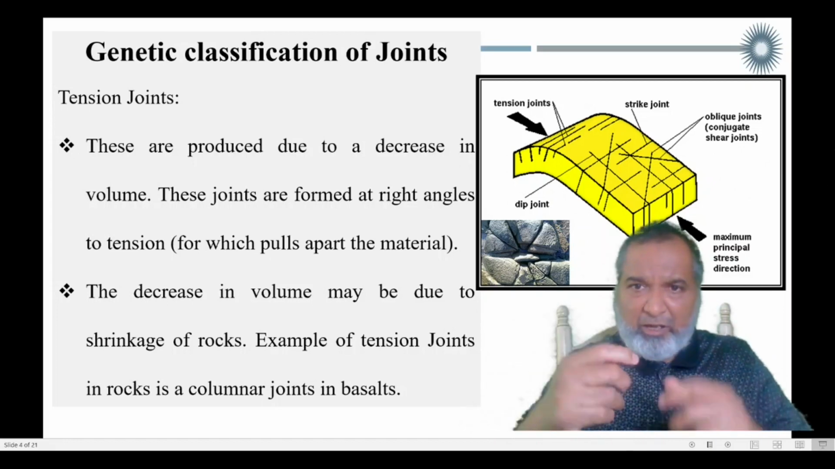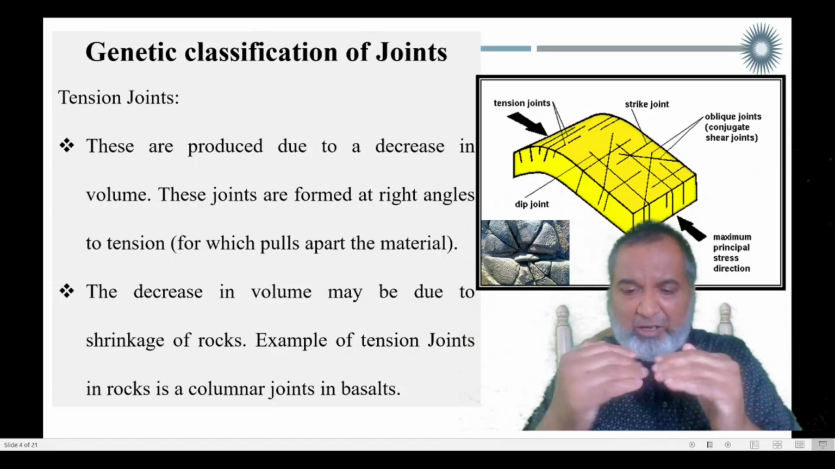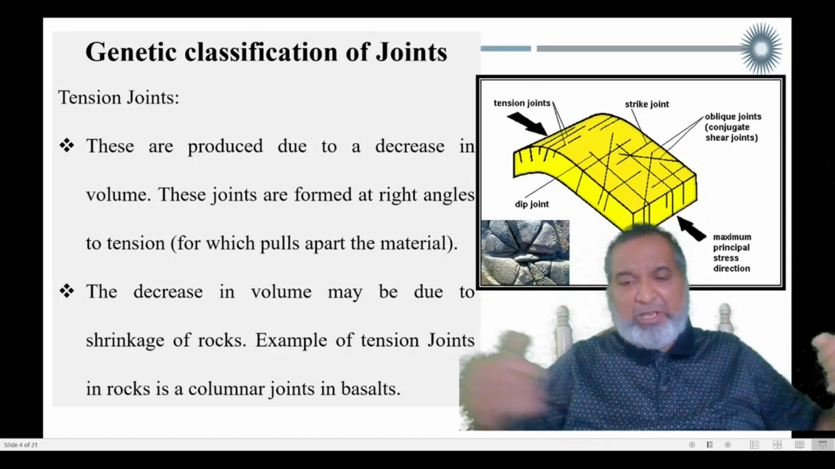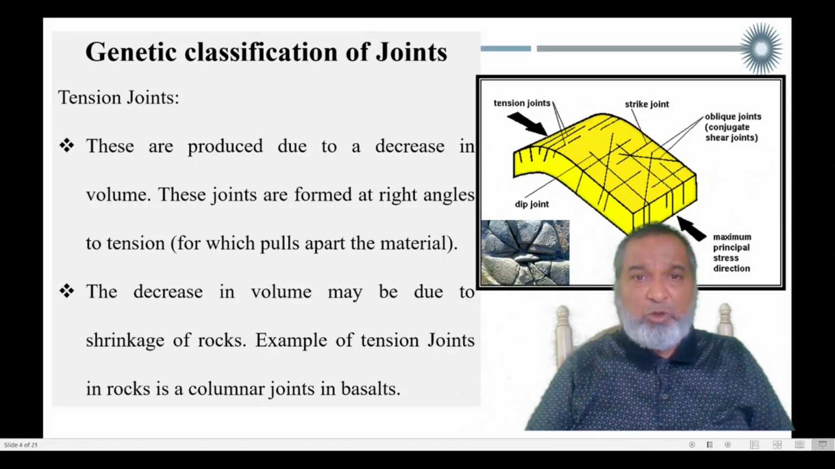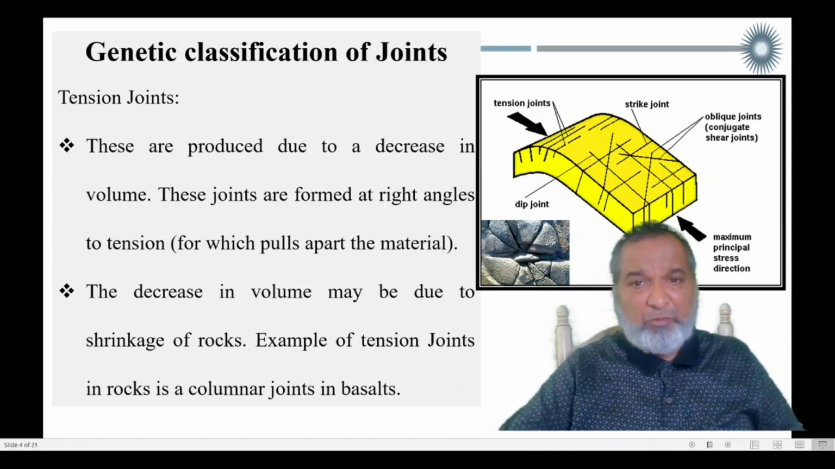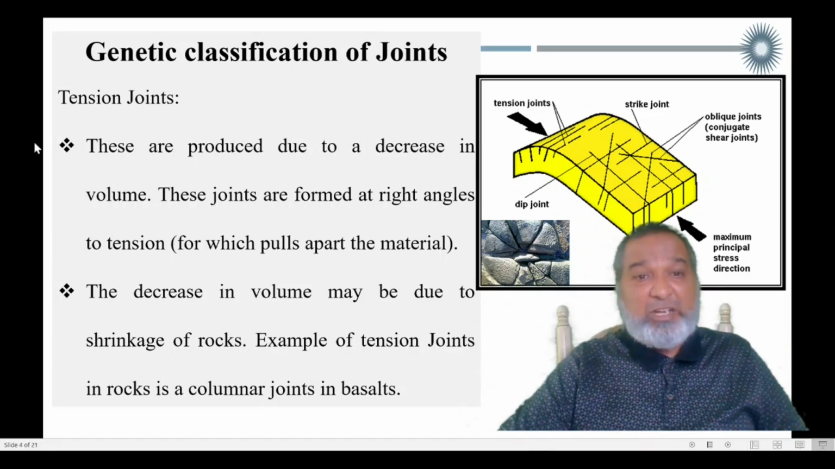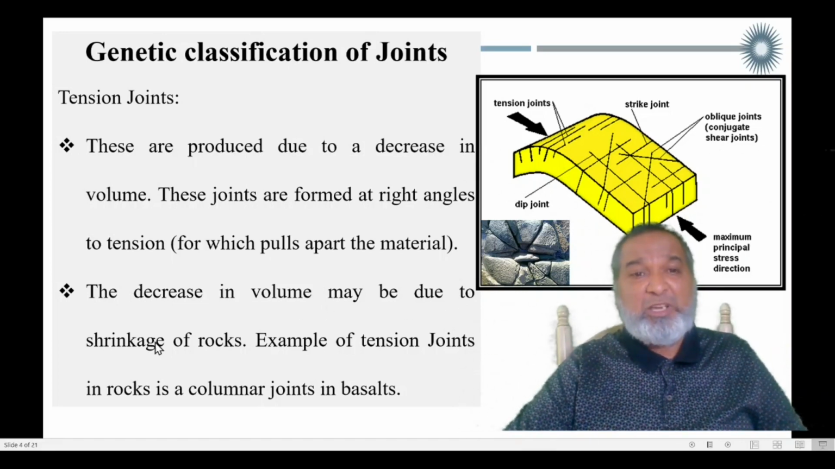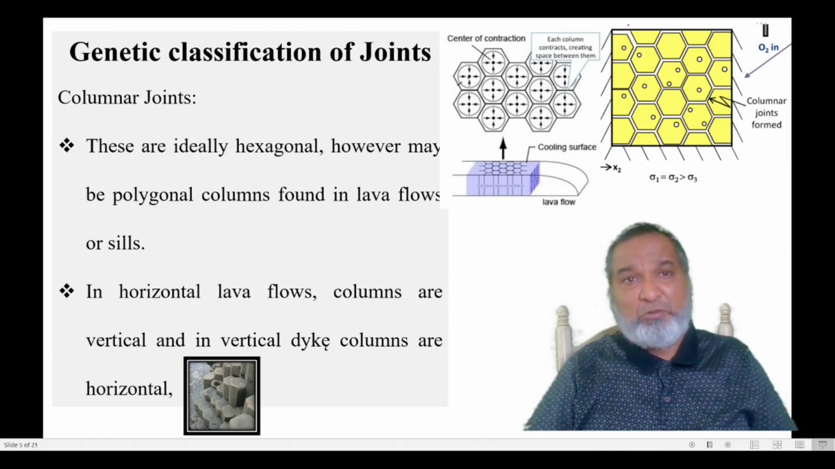It may be that pressure is applied towards the rock, or it may be pulling. When it is pulling, perpendicular to it, in the center also, we get the joint. So what is happening is a decrease in volume. When you compress, 7 centimeters has become 5 centimeters. The decrease in volume may be due to the shrinkage of rock. An example is tension joints as columnar joints in basalt, which we are going to make out.